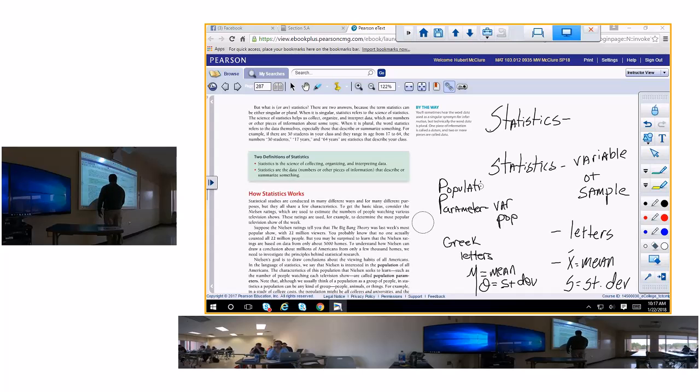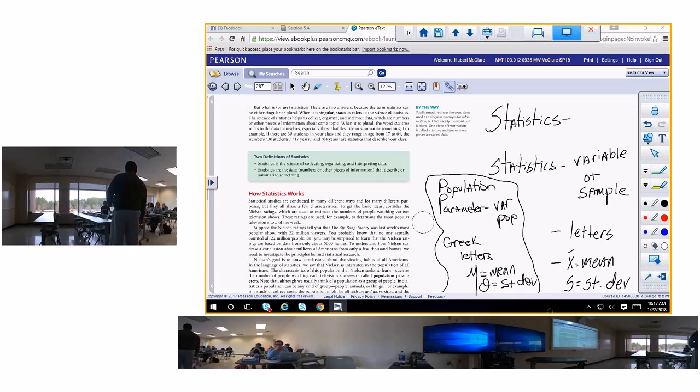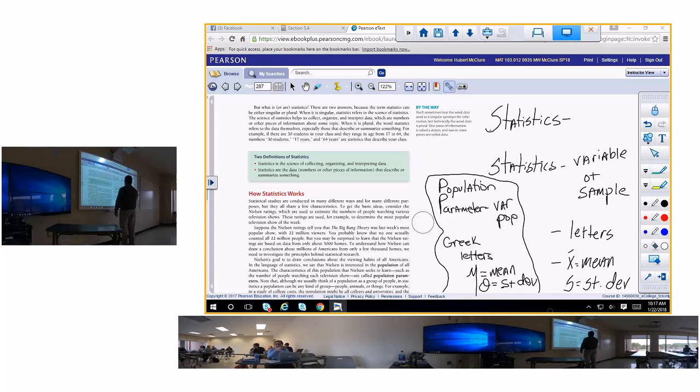The population is always your largest body. It's what you're predicting. Okay? The sample is always your smallest. The sample is what's used to predict for the what? For the population. The sample predicts for the what? The population.